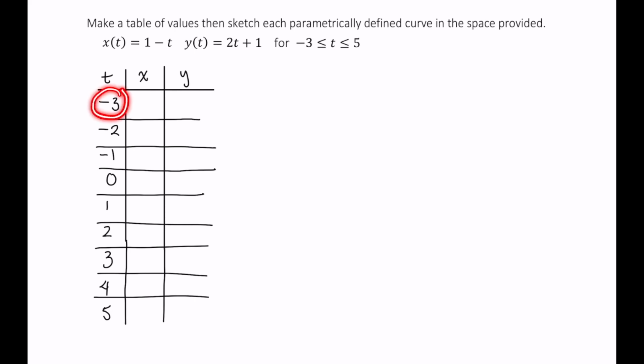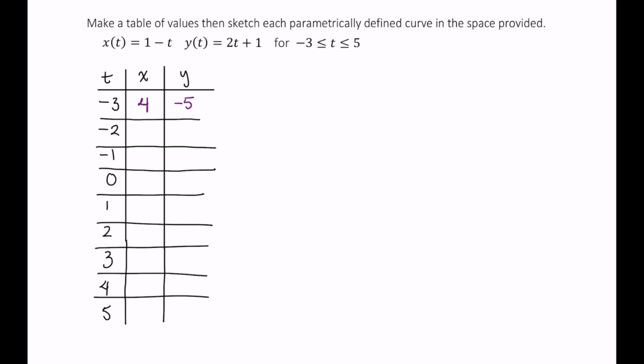When t equals -3, x of -3 is going to be 1 minus the -3, which is a +4. When t equals -3, the y-coordinate is given by 2 times -3 plus 1. So that's -6 plus 1, or -5.